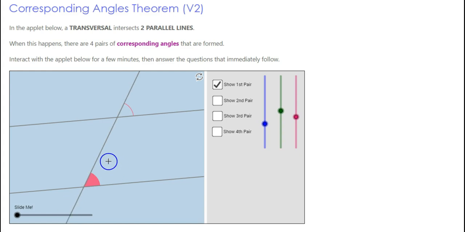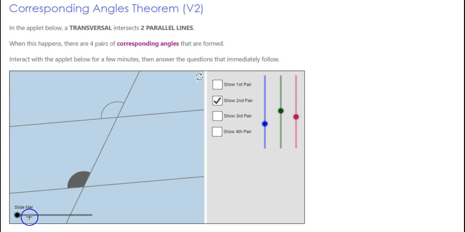We can have multiple corresponding angles. In this case, here's our first pair. The way I remember this one is that the angles have to be congruent. This one basically slides down here and it'll match up perfectly because they are congruent. And as you can see, they slide back and forth.